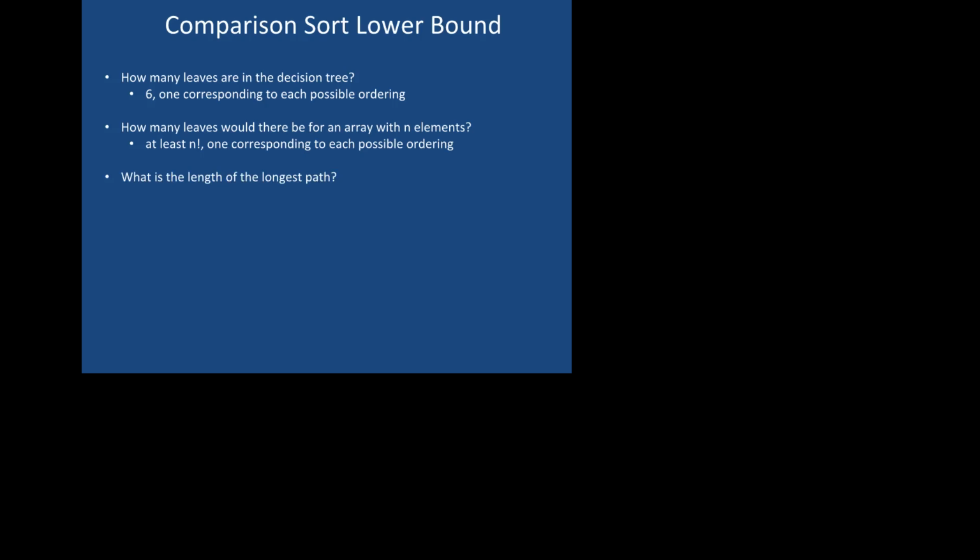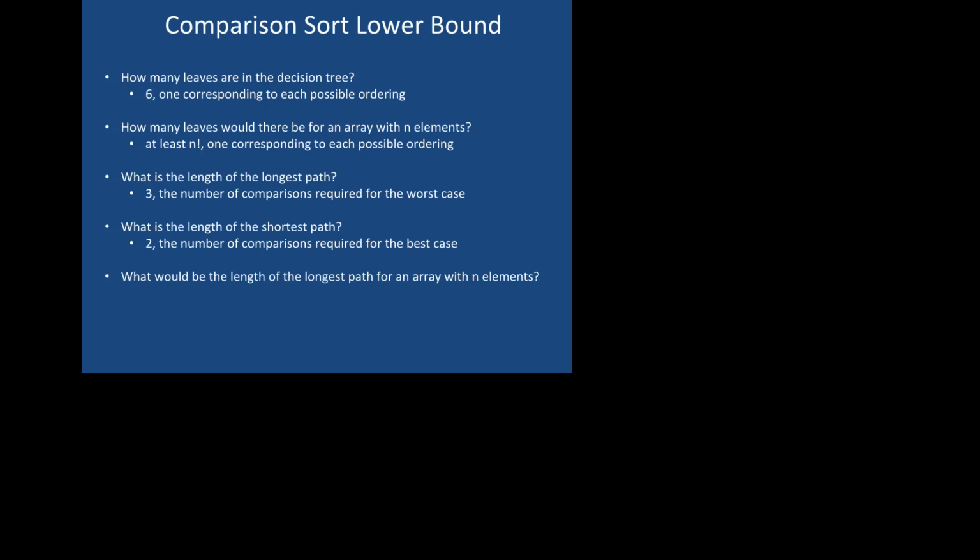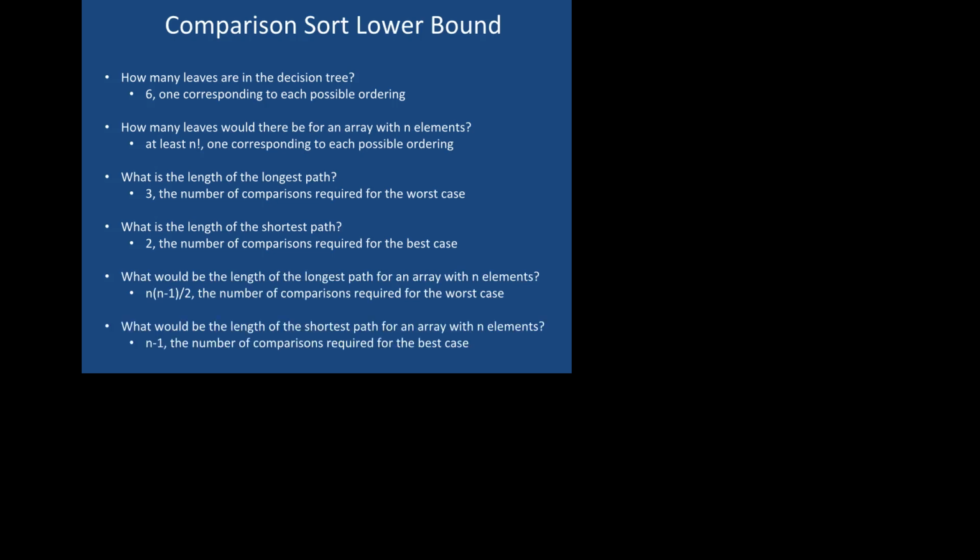We saw the longest path in insertion sort was 3, and the shortest path was 2. And if we had an array with n elements for insertion sort, the longest path would be roughly n squared over 2, and the shortest path would be n minus 1. And we just know that because we've studied insertion sort. We don't actually have to draw the tree to know that the shortest path is going to be n minus 1. That's just an aspect of insertion sort.